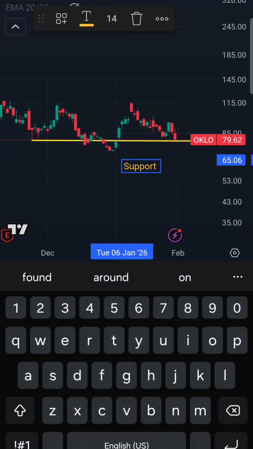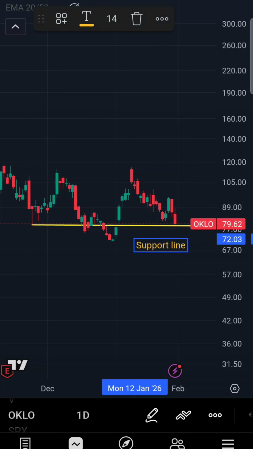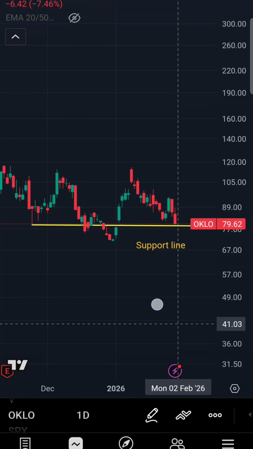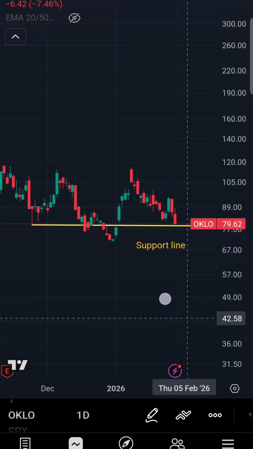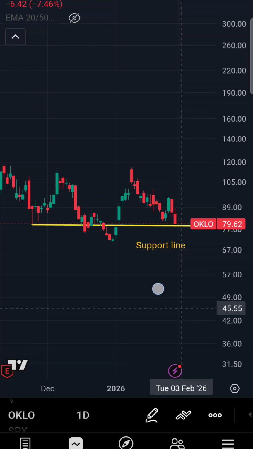Support line. Cool, so this is your support line. If it gets around this area, it's probably gonna go back up from there. So what you see here is a support line. This is the area that the stock more than likely will bounce and go back up from. You want the stock to actually make a green candle somewhere around here. That's going to give you a good indication to start buying the stock.